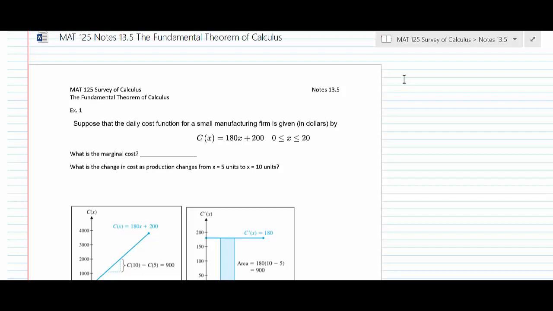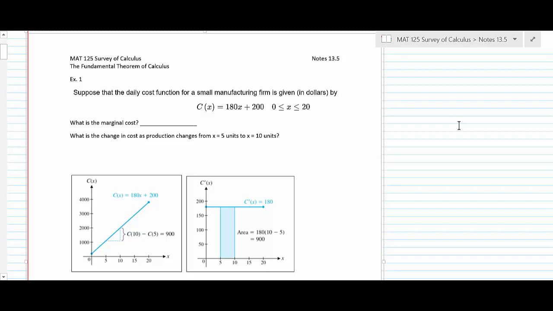aspect of this, and they're pretty good at explaining what an integral is doing and what the fundamental theorem of calculus is. Okay, so first of all, we're going to look at the example. You have a daily cost function given by this function here. Okay, C of x equals 180x plus 200 from 0 to 20. Okay, can you tell me what the marginal cost is?